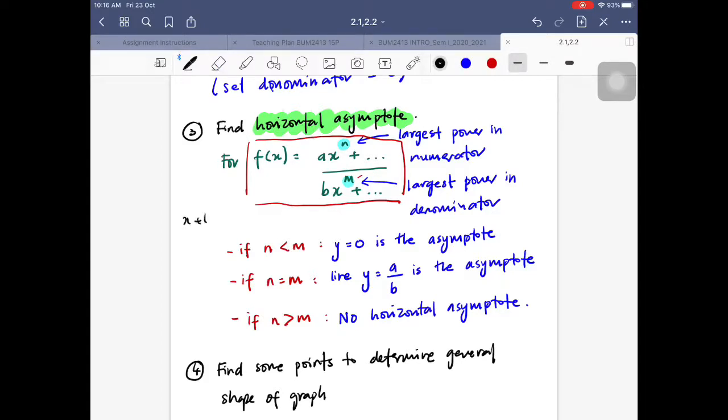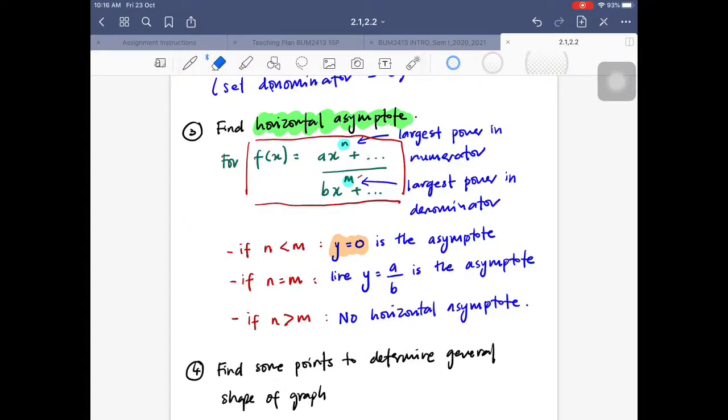For example, if I have x plus 1 over x squared plus x, what happened here is that at the top my highest power is going to be 1, and at the bottom my highest power is going to be 2. So my n is smaller than m because 1 is smaller than 2. So y equals 0 is going to be the asymptote, just from the fact that n is less than m. So that is going to be the first situation.